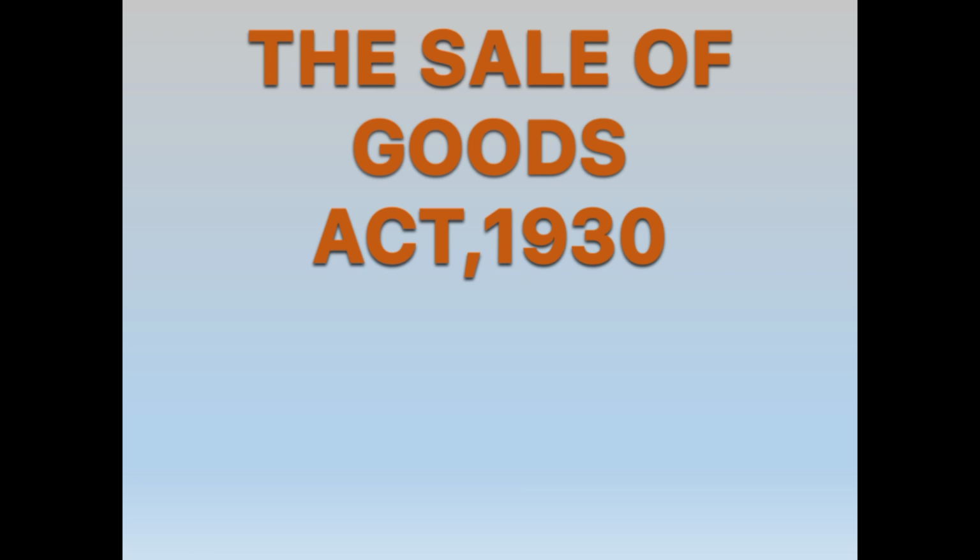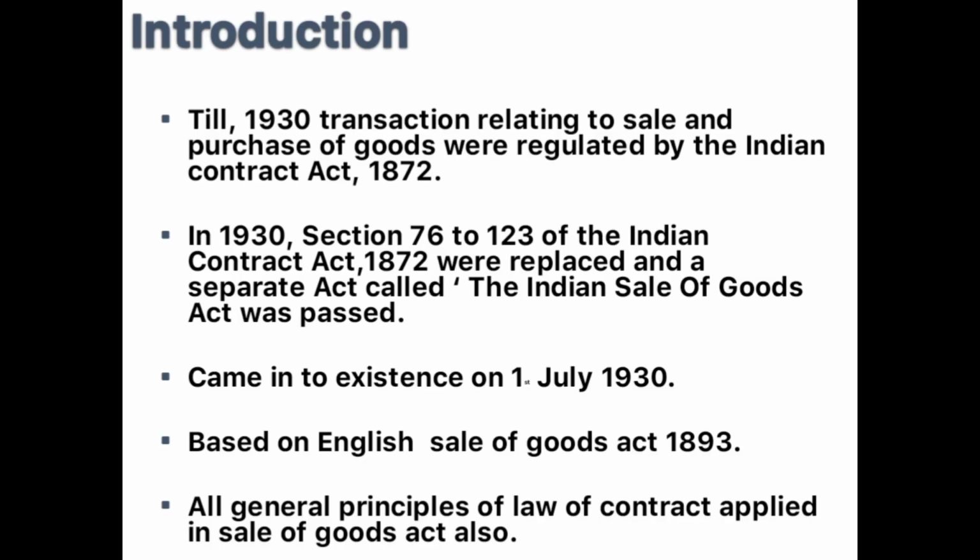Today's topic: the Sale of Goods Act 1930. A contract of sale of goods is a contract by which the seller transfers or agrees to transfer property in goods to the buyer for a money consideration called the price. Let's see about the Sale of Goods Act 1930.